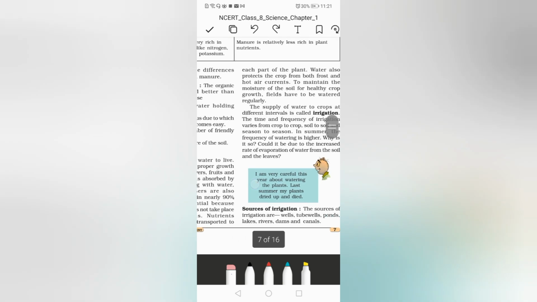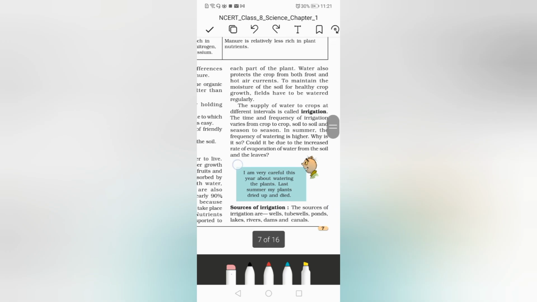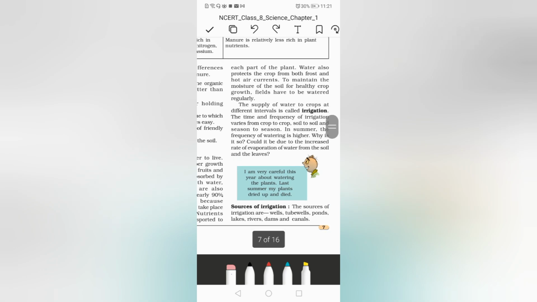This is just about how you have to water your fields, how you have to water your plants, because all the plants need water to survive. It helps with both frost and hot air currents. So water helps with both frost and hot air currents, and we need to maintain the moisture of the soil for healthy crop growth.